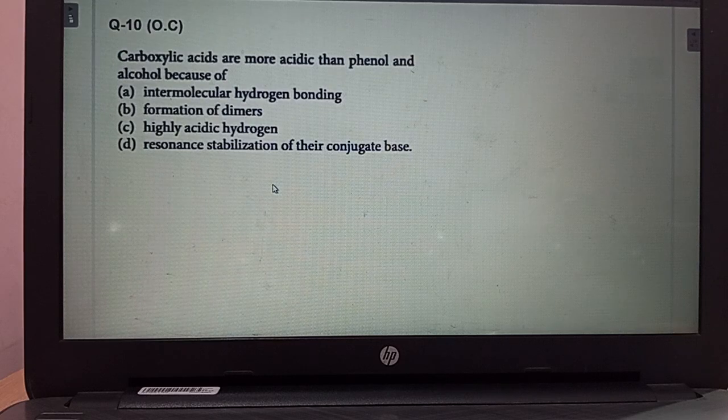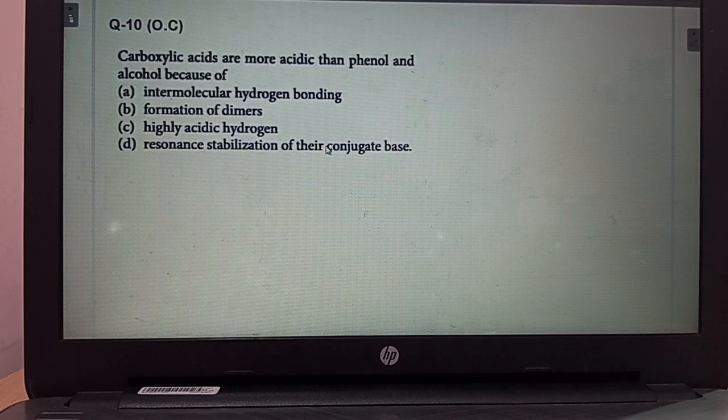Whereas the conjugate base of phenol is not resonance stabilized. So resonance stabilization of the conjugate base of carboxylic acids is making them more acidic than phenol and alcohol. So D option is the right option for this one: resonance stabilization of their conjugate base.